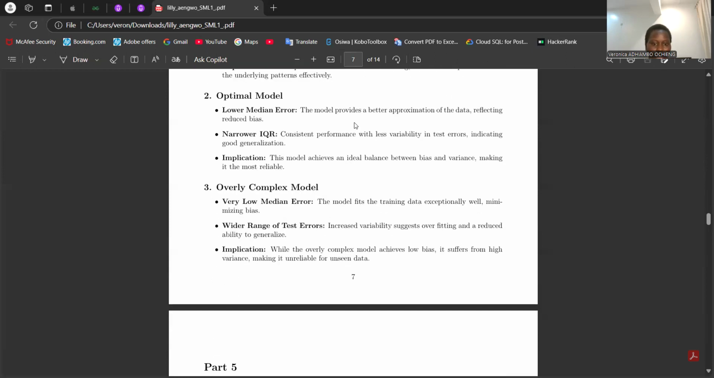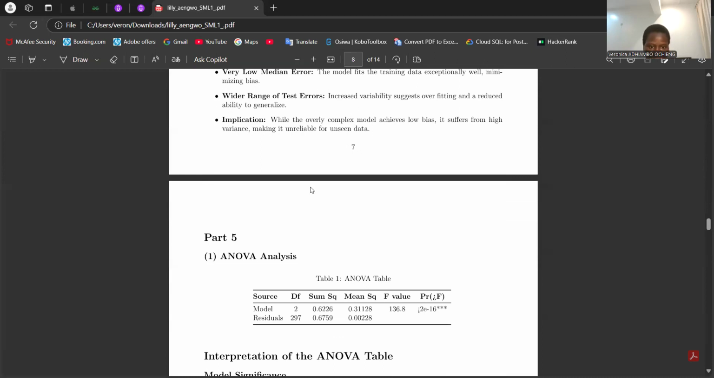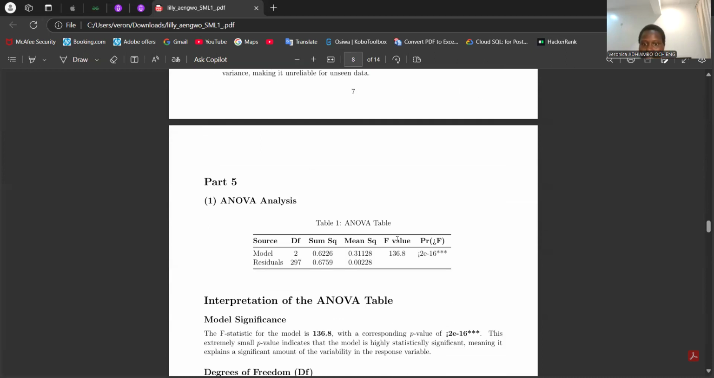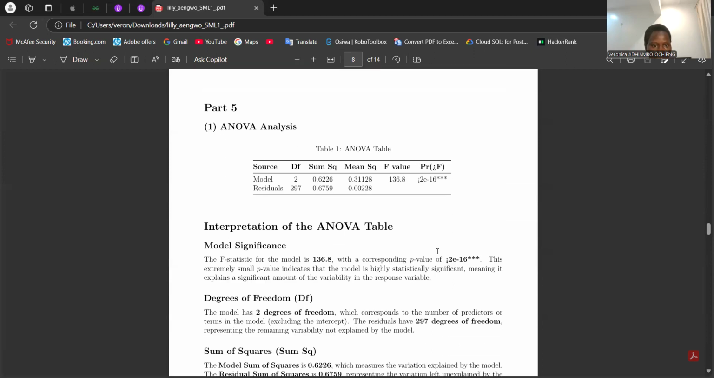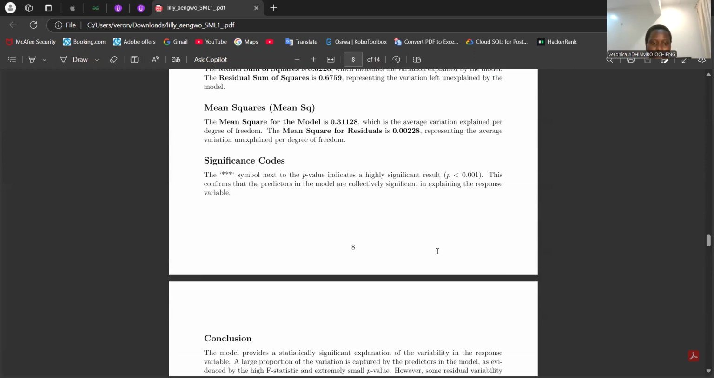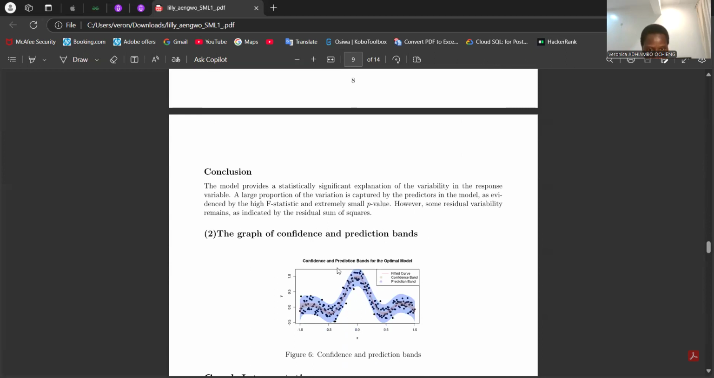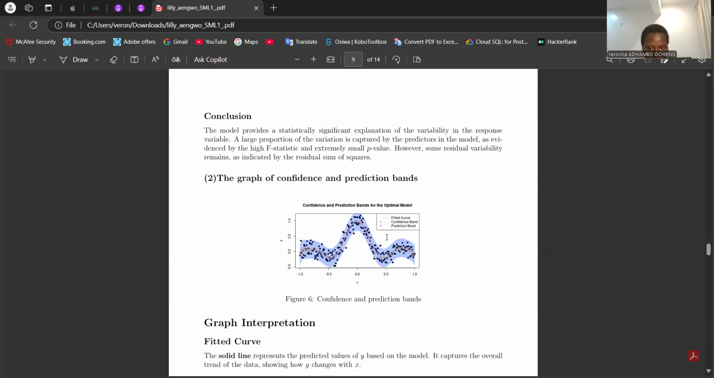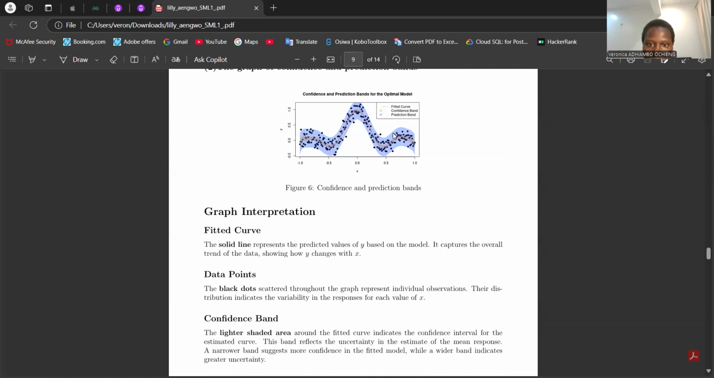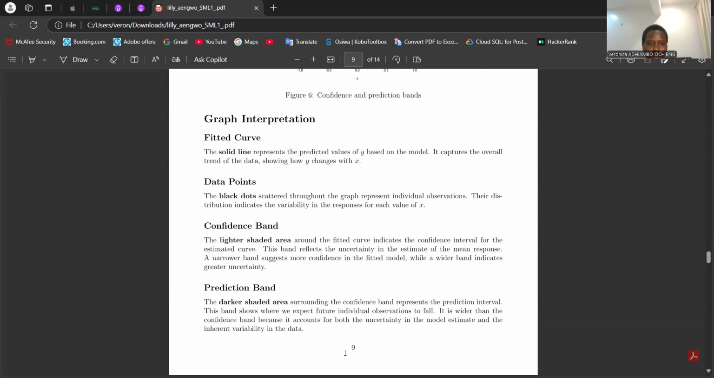I also plotted the ANOVA analysis of the test errors, and I found that the differences were significant because the p-value was less than 0.05. And I also plotted a graph of the confidence and prediction bands, which showed the fitted curve, and the fitted curve represents the predicted values of y based on the model. The confidence band shows the interval for the estimated curve.